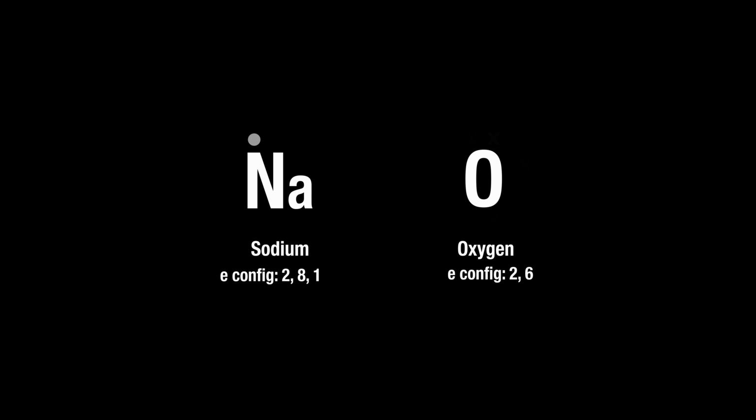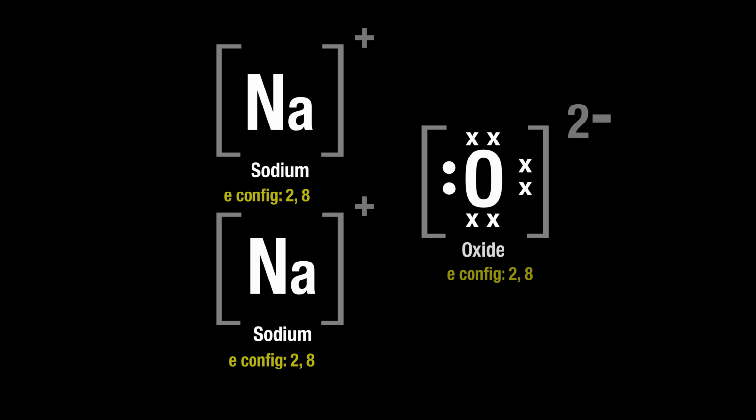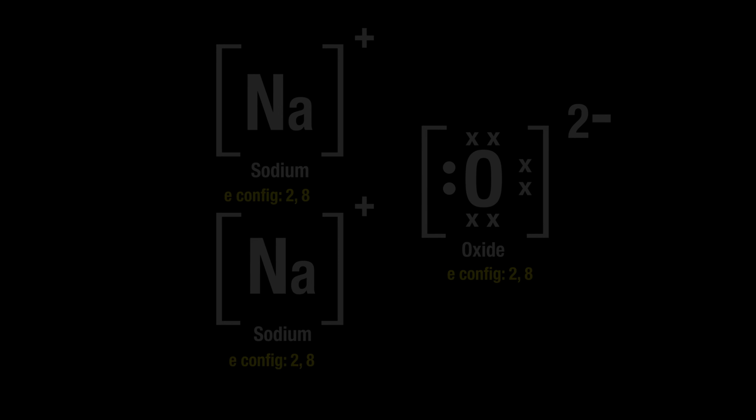So what's the solution? Well, 2 sodium atoms for every 1 oxygen. And then we end up with 2 Na+ and 1 O2-, which gives us the final empirical formula for this compound, Na₂O. Alright, what about magnesium chloride?